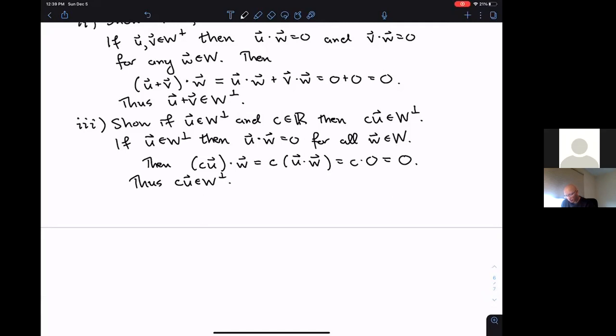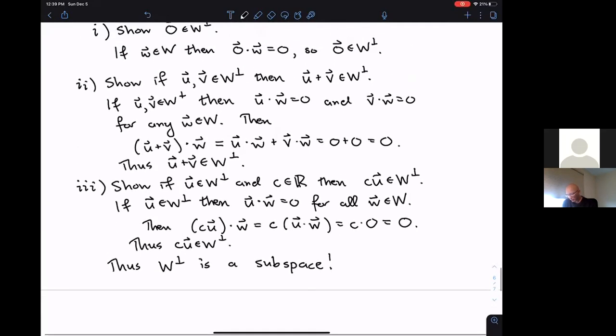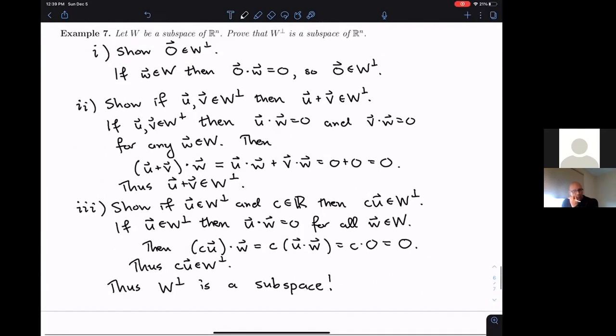Okay. So we conclude W perp is indeed a subspace. It satisfies all 3 axioms of closure. Well, we have the 0 vector in there, and we have 2 closure axioms. And that's it. So short and sweet.